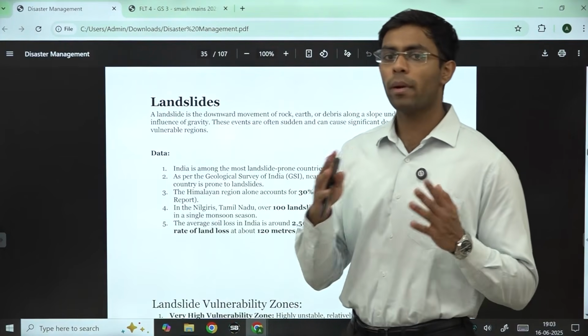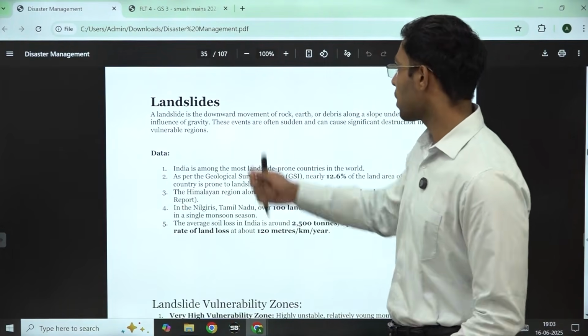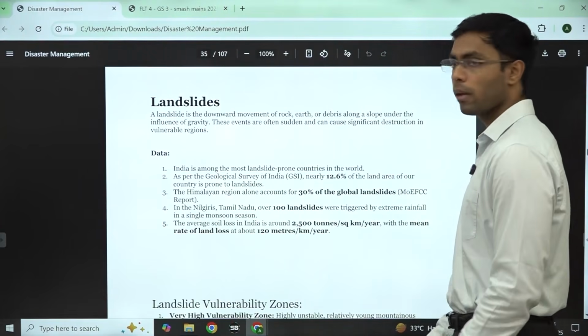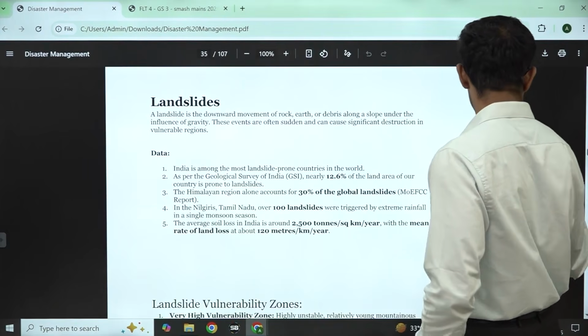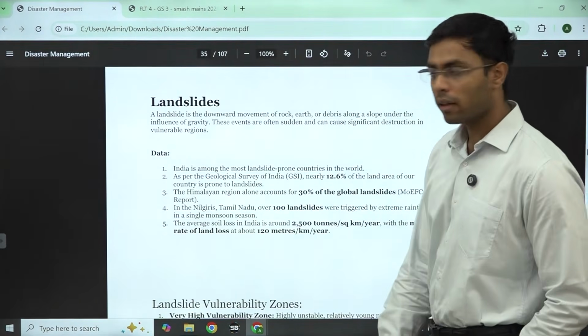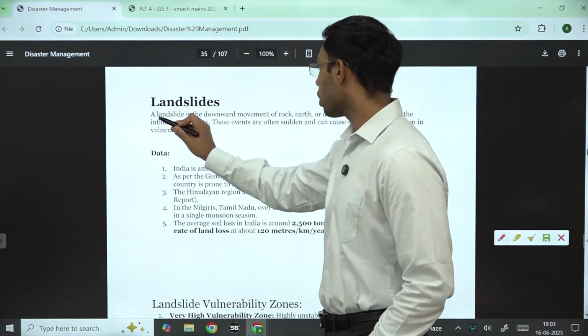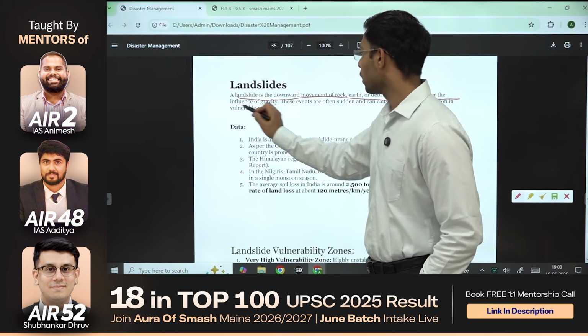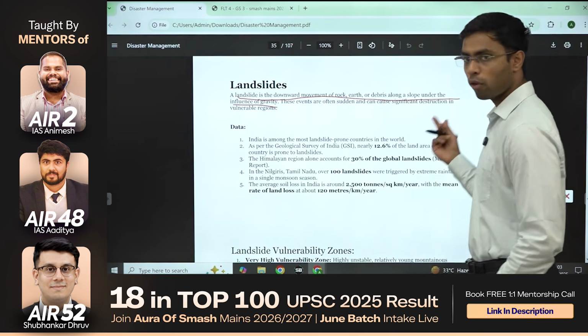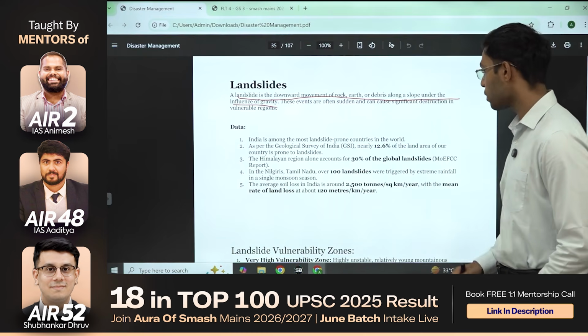So for example, we have to prepare disaster wise, right? So I have taken the example of a landslide here because it was very relevant. So prepare a disaster like this, landslides. Now again, see how much linked it is with your GS1. This is basic geography, right? Downward movement of rock along a slope under the influence of gravity. You have to know this and you have to use it from the GS1 to GS3 paper as well, right?